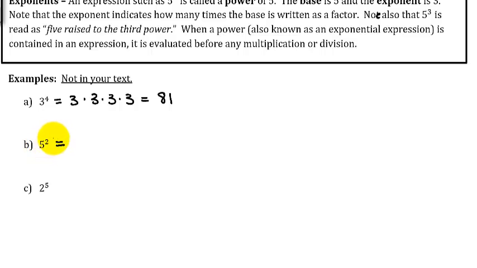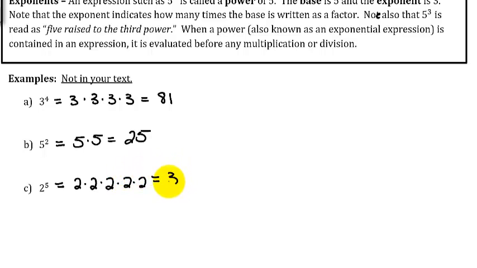5 squared, or 5 raised to the second, is 5 times 5. And that gives you 25. And 2 to the fifth is 2 being multiplied to itself 5 times. And you could do this on your calculator. 2 times 2 gives you 4. Multiply 4 by 2 and you get 8. Multiply by another 2 you get 16, and by another 2 you get 32. So that is 32.